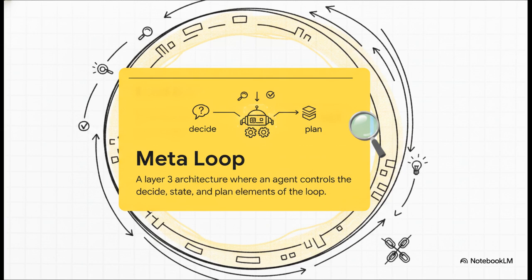Another AI agent does. In a meta loop, the decide, state, and plan elements are handed over to a controlling, overarching intelligence. And because a smart agent is now running the show instead of a rigid Python script, it can dynamically adapt to wild edge cases.